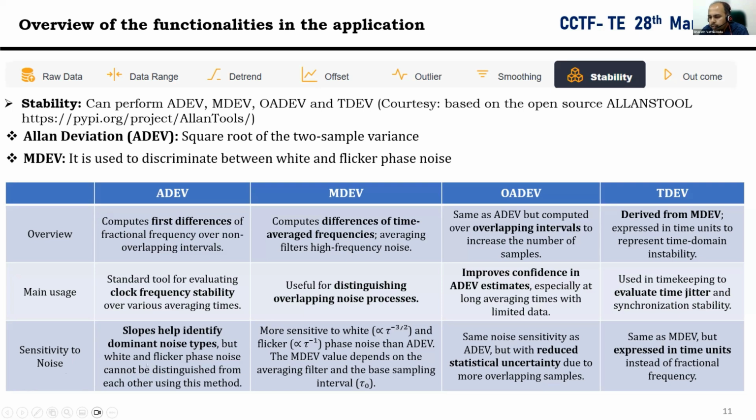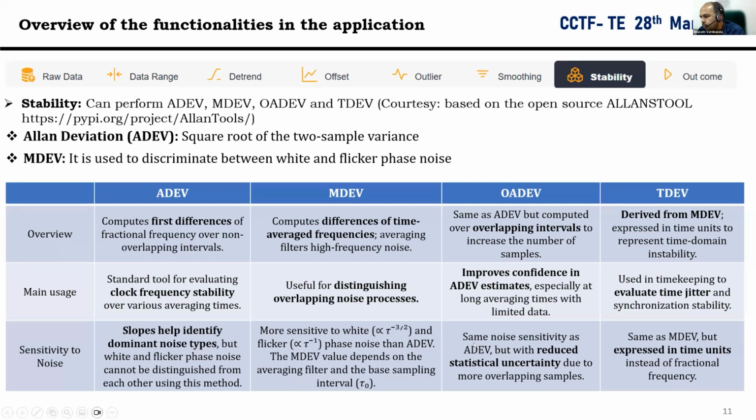The sensitivity to noise is like slope. The slopes in the Allan deviation help us to identify the dominant noise types, but white and flicker phase noise cannot be distinguished from each other using this method. So normally it would be white. Modified Allan deviation is used to distinguish between white noise and flicker phase noise. Depending on the averaging filter and the base sampling interval, we can identify the white and flicker phase noises.